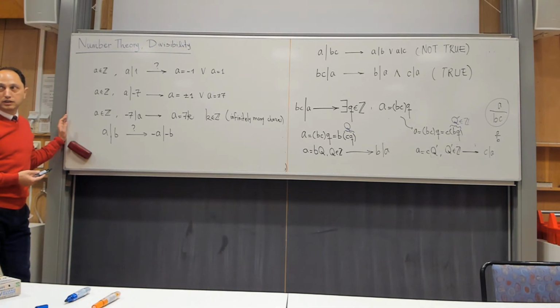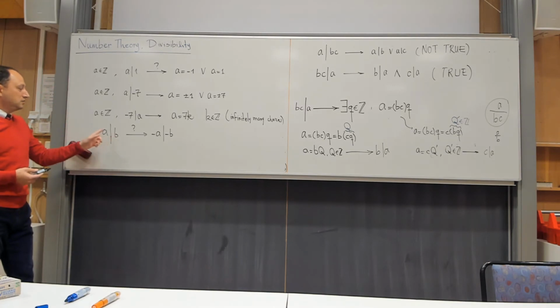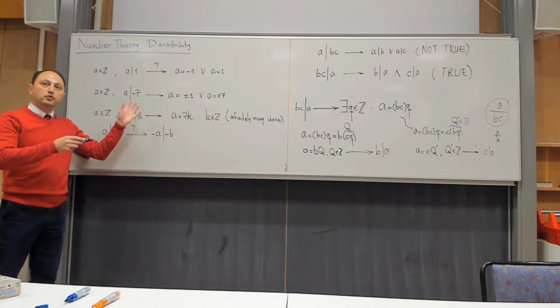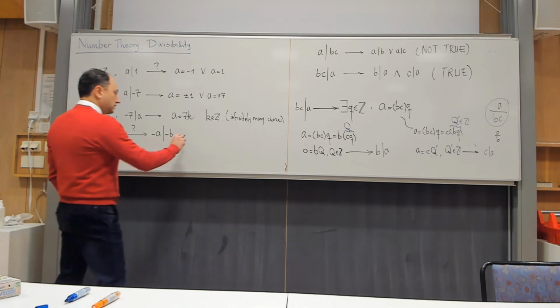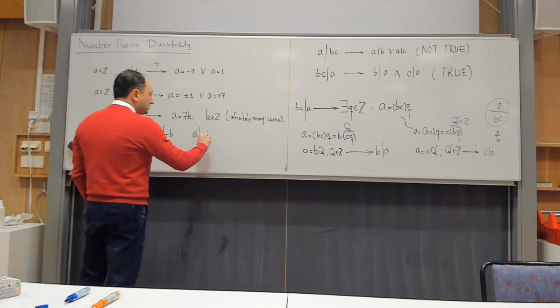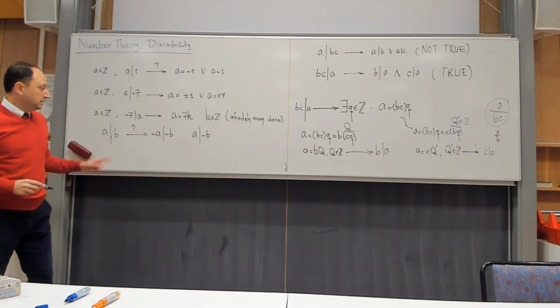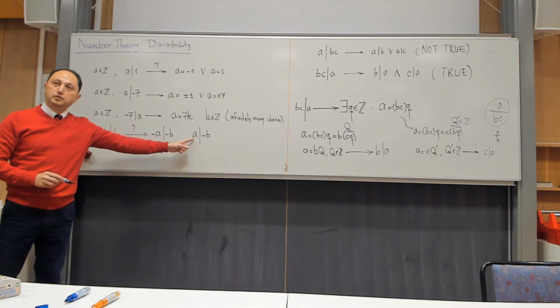Yes or no? Because if you want to do it quickly, b over a is an integer. So minus b over minus a would be the same number. So then yes. What about this one? I just multiply only the right hand side by a negative sign. This is true. Do you think this is also 100% true or not?